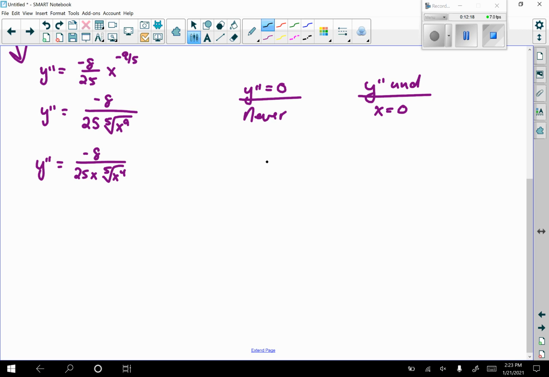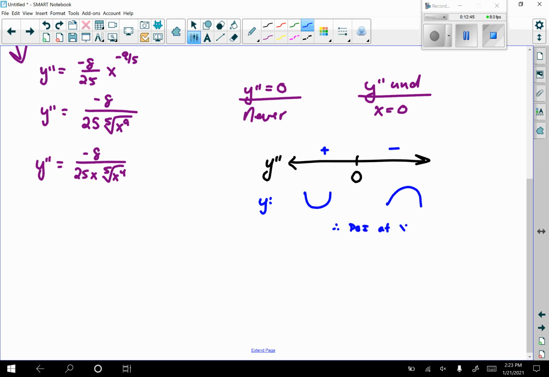So we'll make our second derivative number line. Put 0 here. Again, if I test a -1, this radical will be positive, but then I'll have a negative here, and a negative divided by a negative will give me a positive. And then when x is 1, everything in the denominator will be positive, so I'll get a negative 8 divided by a positive, so that's negative. So then y is first concave up, concave down after 0. Therefore, we do have a point of inflection at x equals 0.